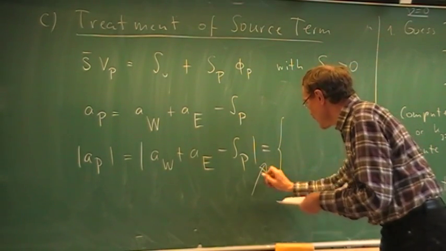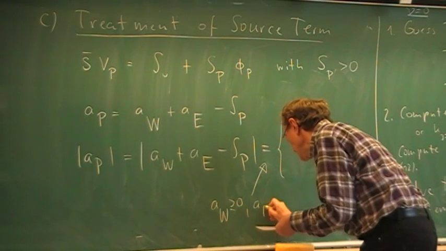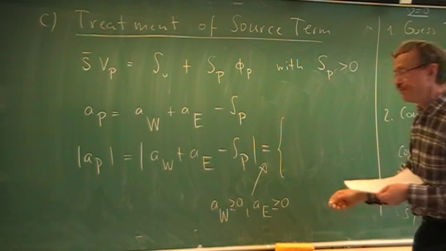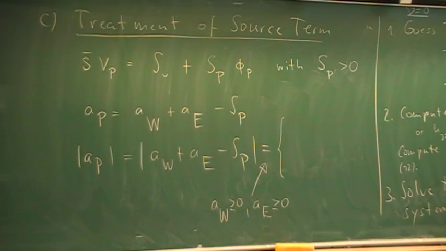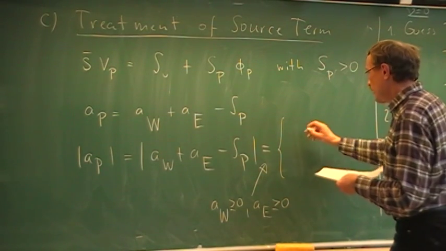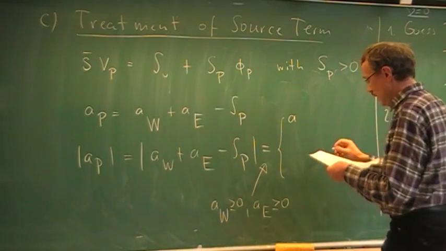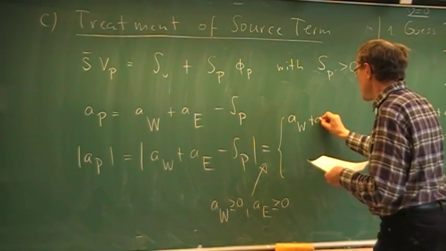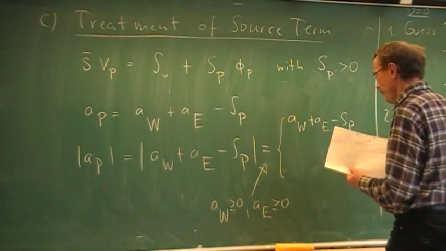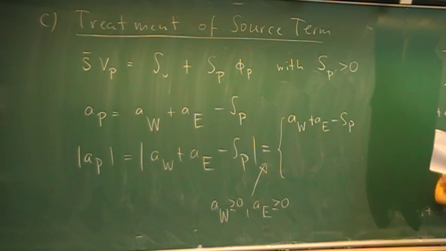And then we have to do the distinction, and here we now use that AW is greater or equal than 0 and AE is greater or equal than 0. They contain the diffusion coefficient, which is positive, the area and the distances, they are all positive. They might be 0. And then we have the two cases. Either this is positive, then we have AW plus AE minus SP.